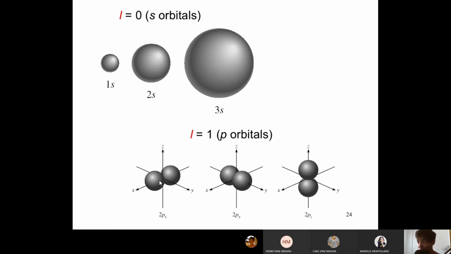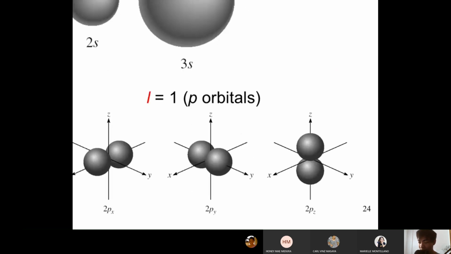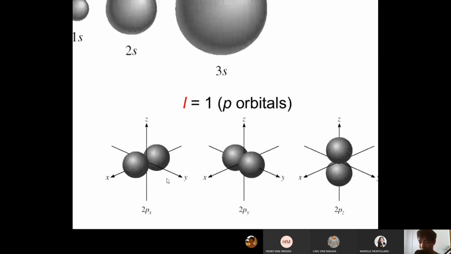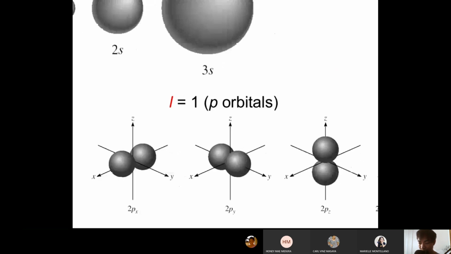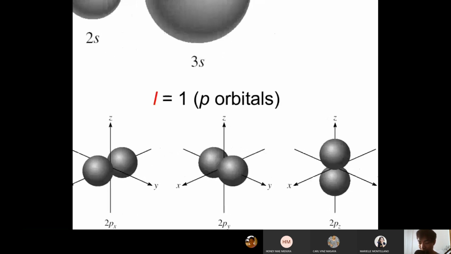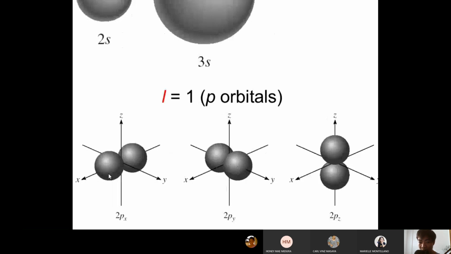So our dumbbell or the p orbital can be located on the x-axis. Zoom natin onte. So our p orbital, this can be located on the x-axis. Pwede rin nasa y-axis, pwede rin nasa z-axis. No? So may iba-iba pa palang orientation ang ating p orbital. No? Okay. So bukod sa ganyan yung shape niya, it can also occupy different orientations.